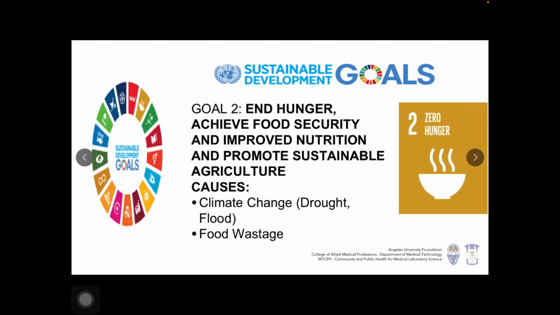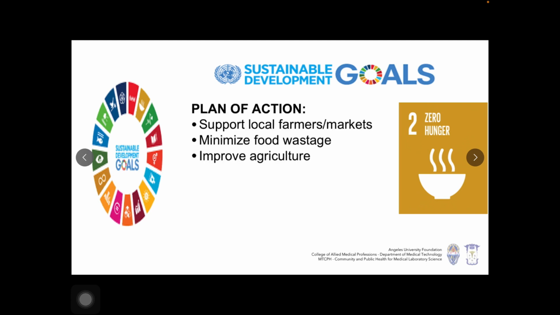Goal 2 is to end hunger, achieve food security, improve nutrition, and promote sustainable agriculture. Causes of hunger may be brought about by climate change, which causes drought and flood, and another one is food wastage. So to end hunger, this plan of action should be done.